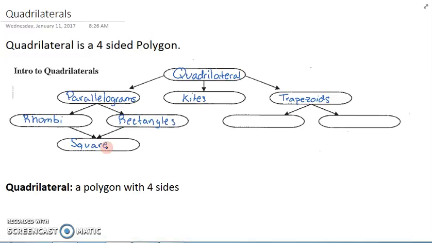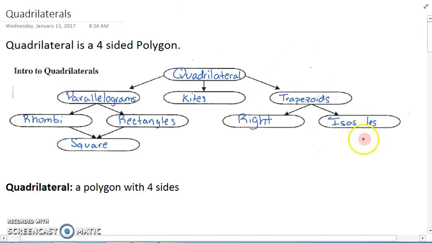Also, the kite branch is filled out. So finally, we're left with these trapezoids, and there's two different types of trapezoids. Try to think of what those might be. So the two different types of trapezoids is we'll have right trapezoids, and we'll also have isosceles trapezoids. And that's a C there. I apologize, I made it look like an E. So we can change that.